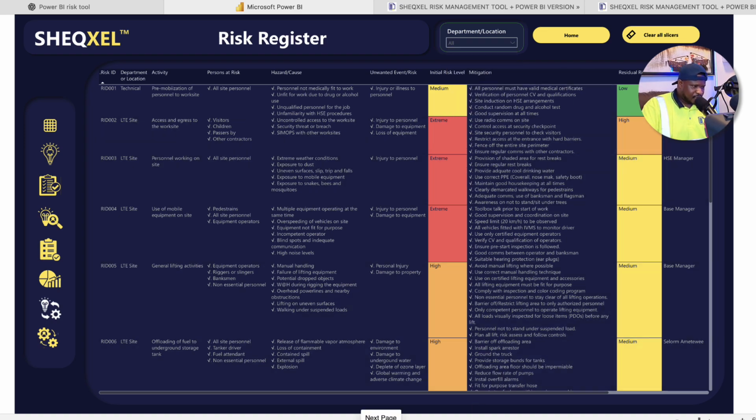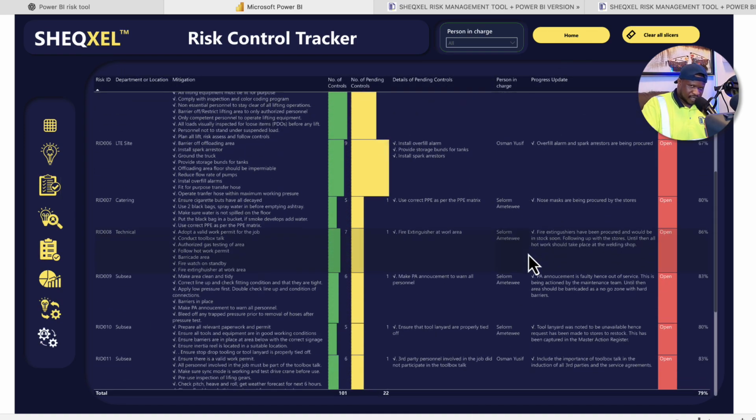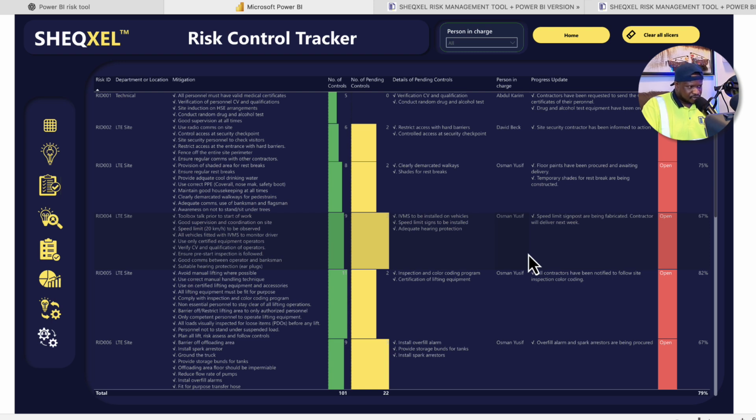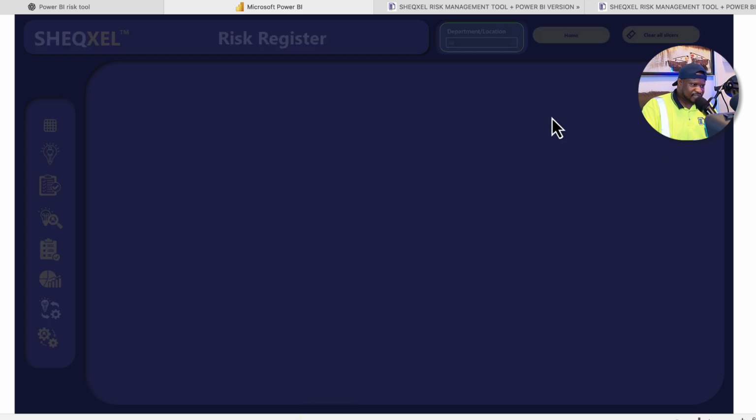Then again, we have the risk control tracker. So basically, more like an action tracker, the number of mitigations, how many controls have been identified, what is pending controls, who is responsible, progress update that has been provided within the Excel template. So it's going to populate here for everybody to see, and the action status. The goal is that you want to close all the controls, and then the scoring will be done automatically. So that is how exciting this template is.